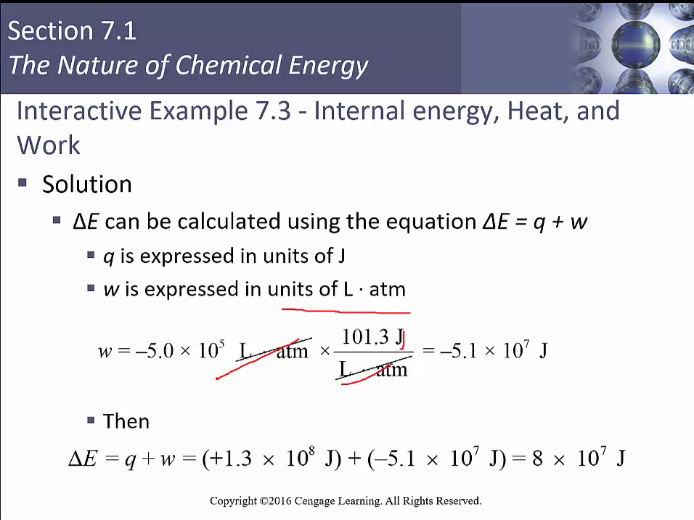So when we add them all up, delta E, our change in energy, is equal to our heat plus our work. So we get 1.3 times 10 to the 8th joules plus negative 5.1 times 10 to the 7th joules, because it was expansion. We lost that work out into the surroundings to blow that balloon up, or 8 times 10 to the 7 joules.